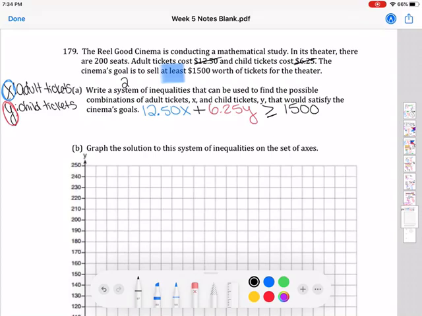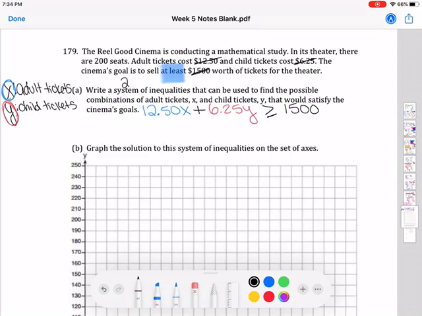At least sounds like less, and I know that. But when you think about what at least means, it means at least $1,500, aka 1,500 or more. So you want this side to be equal to 1,500 or higher. So equal to 1,500 or higher means a greater than or equal to symbol.